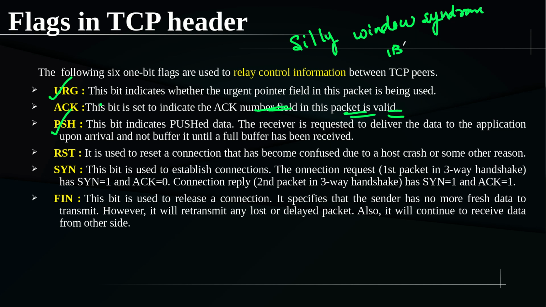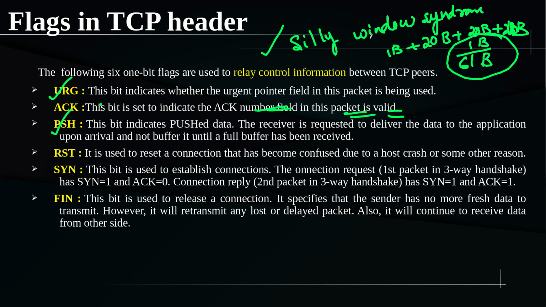So for sending that 1 byte of data, you have to attach some 20 bytes of TCP header minimum, and another 20 bytes of IP header, and some 18 bytes or around 20, whatever it is. Okay, let me approximate 20 bytes of data link layer frame. So totally some 61 bytes you are sending, and out of them just 1 byte is actually the data, right? So it's just a wastage of efficiency. Sometimes you are forced to do this. So maybe the receiver is saying that it has only 1 byte of window.